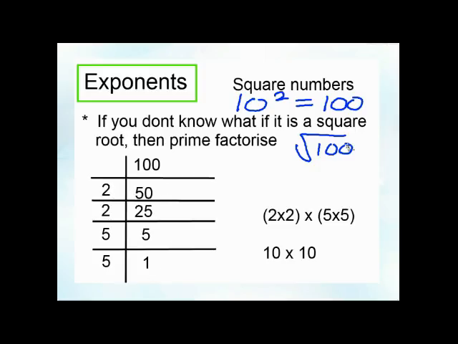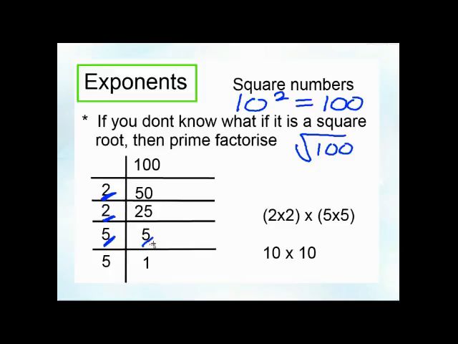So let's start with 100's prime factorization. We take 100 divided by 2 gives us 50. Now we ask ourselves again, can 50 be divided by 2 again? Yes, it can. We're left with 25. Now 25, can that be divided by 2 again? No. So what's the next prime number? 3. Can 3 go into 25? No. What's the next prime number? It's 5. How many times does 5 go into 25? It goes 5 times in there.